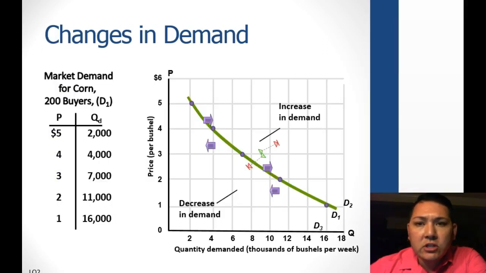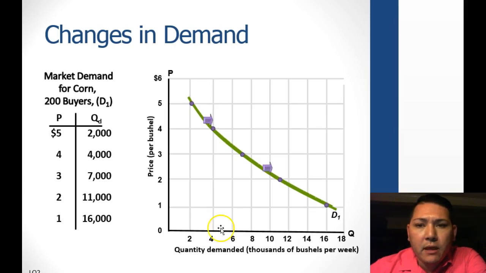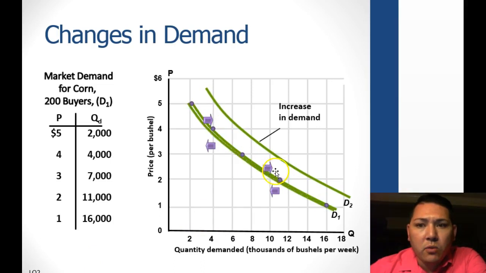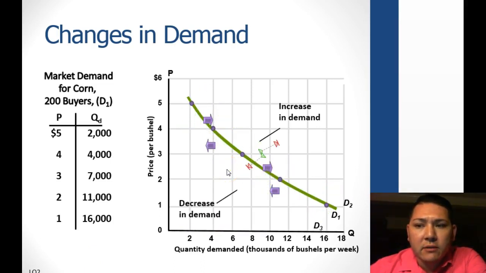Now, as we look at changes in demand, right? Changes in the demand for, in this instance, corn, can be brought about by changes in one or more of the determinants. Okay, we'll talk about determinants in the next slide. So this change is indicated by a shift. Now, the shift can either happen to the right, which is an increase in demand, or to the left, which indicates a decrease in demand.